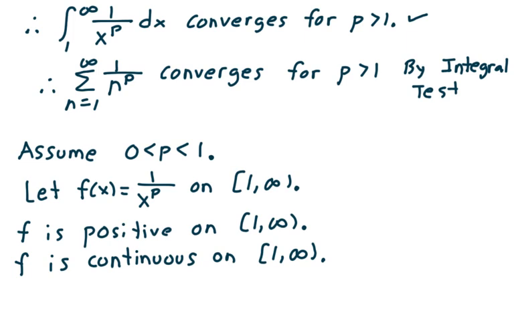Okay? Now, assume p is between 0 and 1. So in other words, assume p is greater than 0, less than 1. And we're going to let f of x equal 1 over x to the p on 1 to infinity. Same three conditions: f is continuous and positive on 1 to infinity. That does not change.